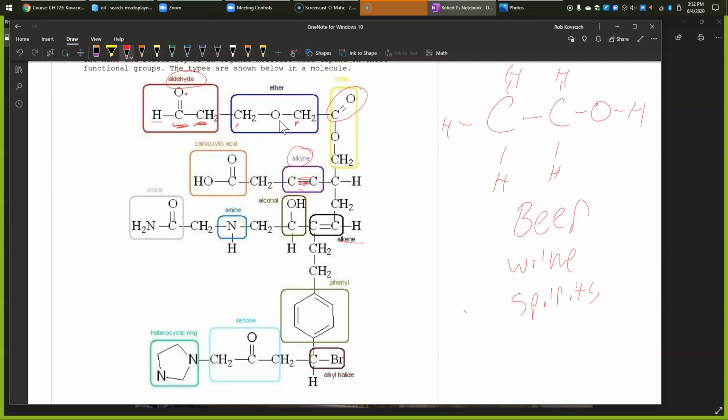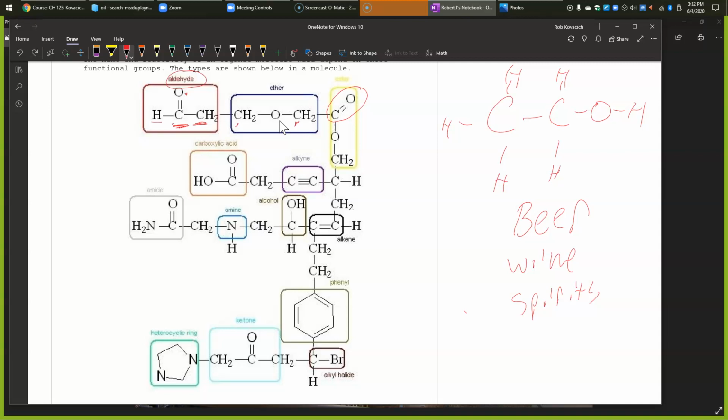And it's spelled with a Y-N-E. And an alkene, which is E-N-E, is a double bond. And all of these carbon-carbon single bonds, these are all alkanes. So the base molecule is an alkane, and then I add these functional groups to it.